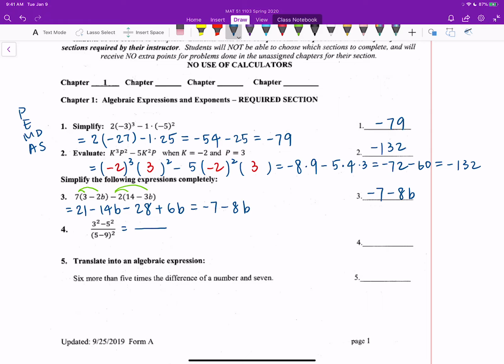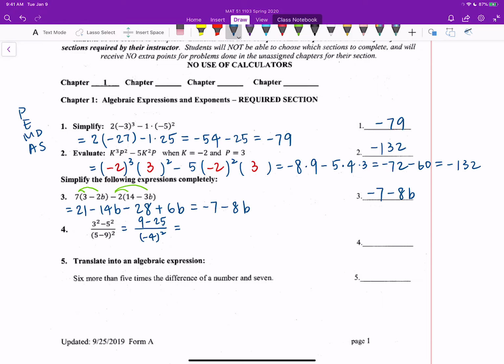We will do the numerator and the denominator separately because there is an invisible parentheses around the numerator and the denominator. So you do have grouping symbols. On the top, 3 squared, that is 9, minus 5 squared, that is 25. On the bottom, 5 minus 9, that is negative 4. And then we're raising it to the second power.